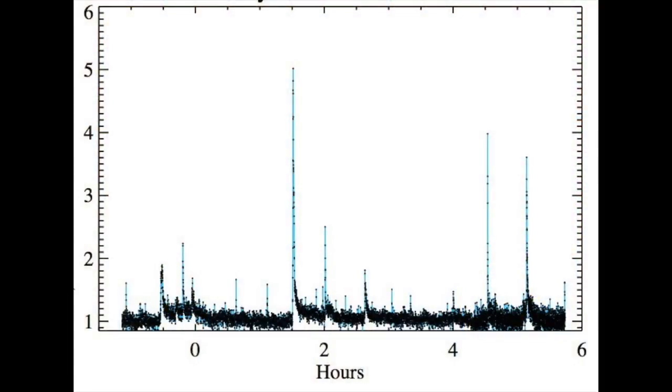All the spikes in this data here are the flares, and the biggest flare increased the star's brightness by a factor of 5, something the sun does not do. So what you can see is that the star is flaring almost all the time. And so if you were around this star and on the planet in the habitable zone, it would be a very dramatic light show.